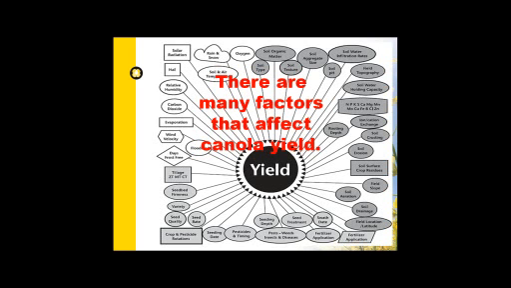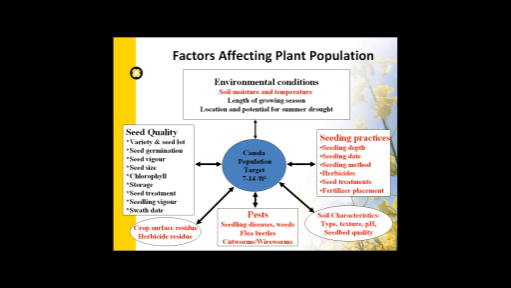There are many factors that affect canola yield, and you can take a look here on the screen. There are all these different effects from field to soil to seedbed firmness, days to frost-free, wind velocity, relative humidity, rain, snow. They all play roles in how we get yield. But when we look at plant populations and how they're affected, we have to take a look at what things we can control.